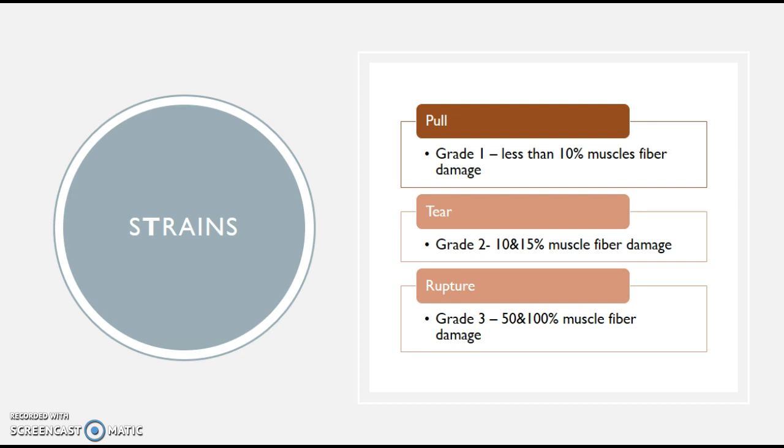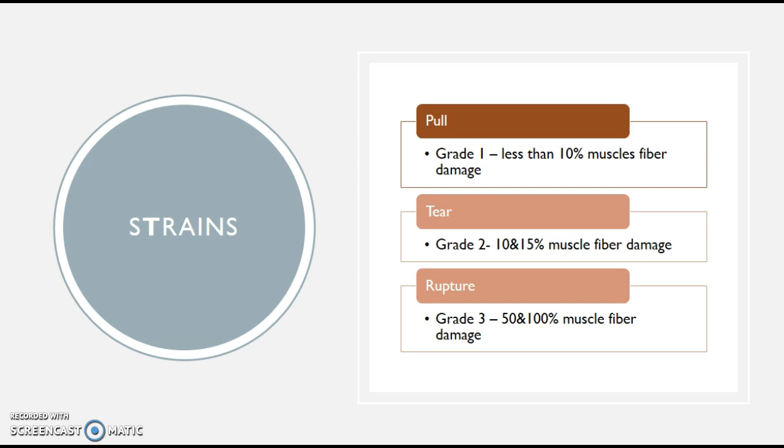This can happen in 3 different grades, the same as a sprain can, but they're slightly different. So a strain is classified as grade 1, 2 and 3. Grade 1 being a pull. This is where less than 10% of muscle fibre is damaged. This can be from a sharp pain at the time of the injury, but you're normally able to continue. There'll be a mild pain, which is localised in one place. You'll have spasms possibly, and there'll be a loss of strength and range of movement.